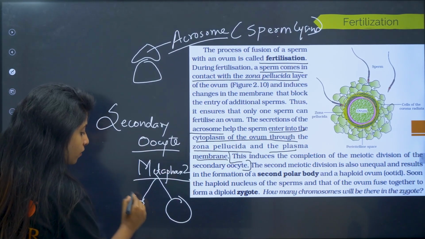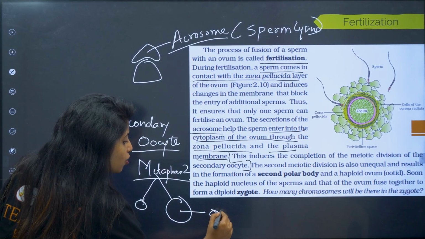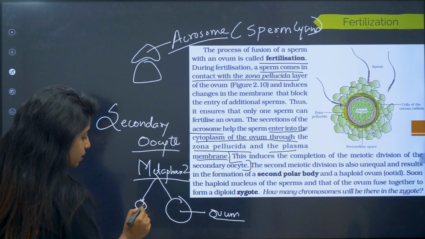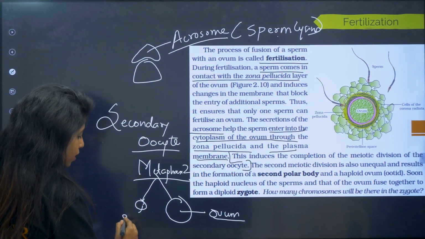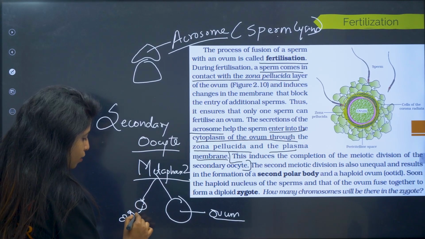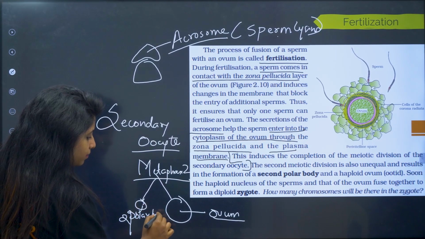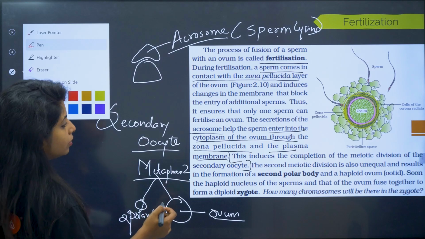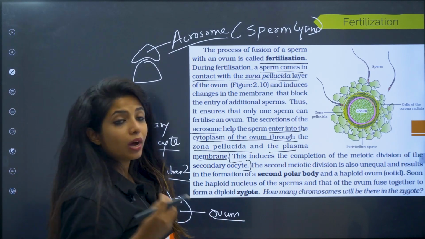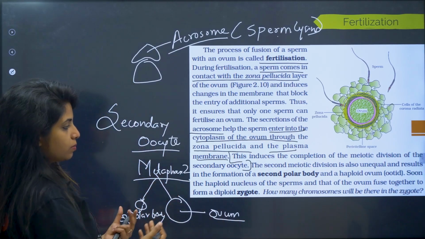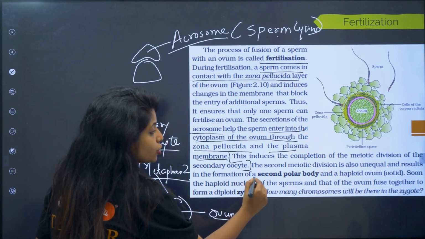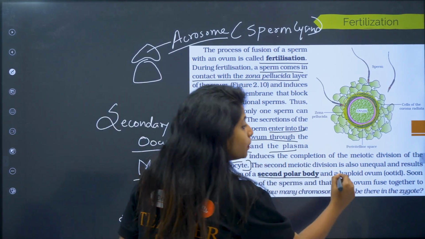One will be a bigger cell, one will be a smaller cell. This bigger cell you call what, children? Ovum. This small cell you call what? Second polar body. So that is exactly what is written over here. The second meiotic division is also unequal. It is not equal. One is big, one is small, okay? And it results in the formation of a second polar body and a haploid ovum.